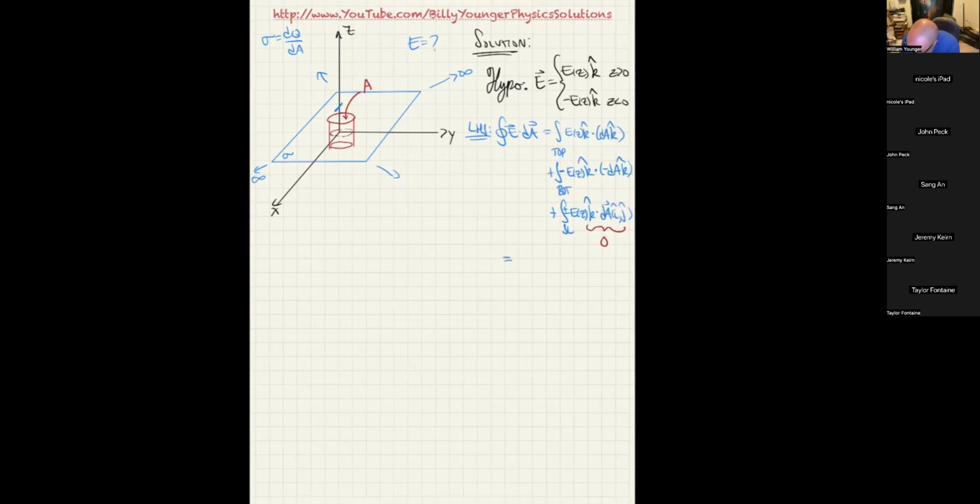Okay, so this is going to become E of Z integral dA plus E of Z. Notice the two negatives canceled out because you multiplied them. So this is going to become 2A times E of Z. And that's the left-hand side.